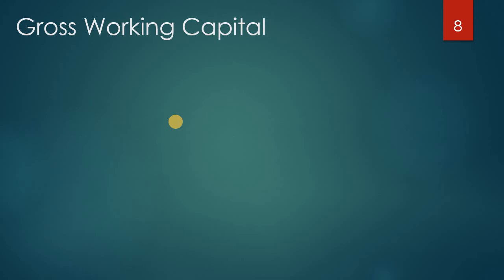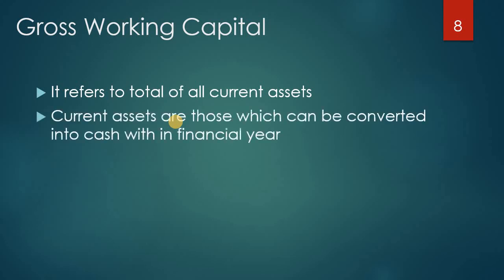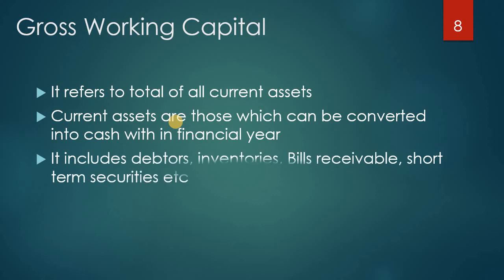As I already said, gross working capital is nothing but the total of all the current assets. Current assets are those which can be converted into cash within a financial year or within a year. It includes, as I already said, debtors, inventories, bills receivable, short-term securities. These are all various current assets. So gross working capital is nothing but the total of all current assets.